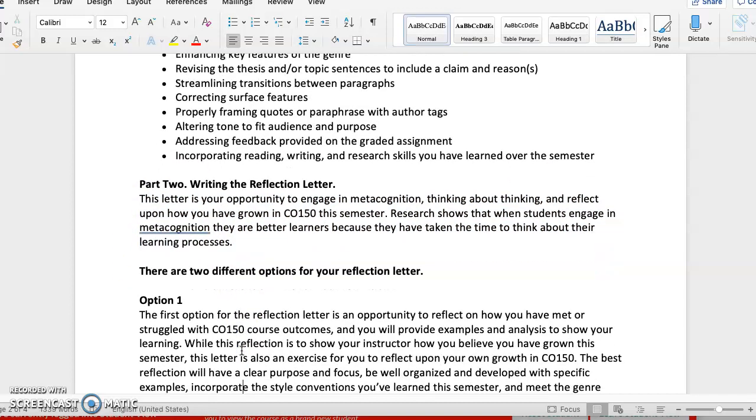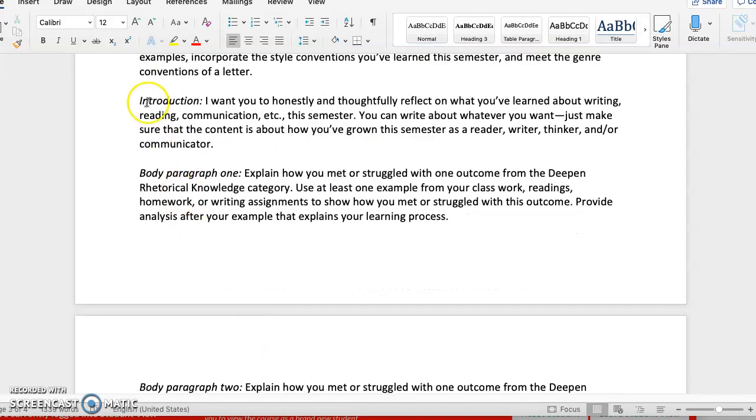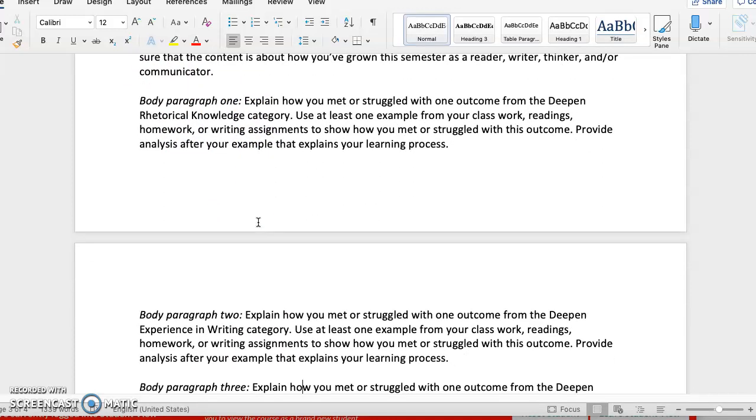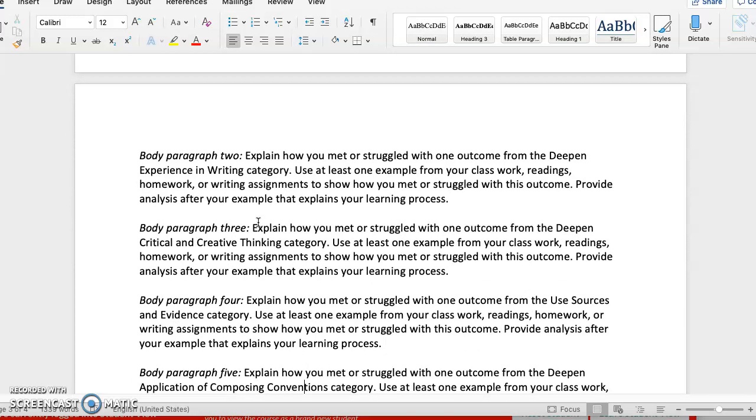Option 1 is a reflection letter that offers you the opportunity to reflect on how you've met or struggled with the CO-150 course outcomes. These are detailed on the syllabus of the course, and I will provide you with an opportunity to dive into those student learning outcomes in a discussion prompt that will be due on Monday. And then I've broken down paragraph by paragraph, and you're going to do the reading on this, what I expect in a reflection letter that deals with the student learning outcomes.